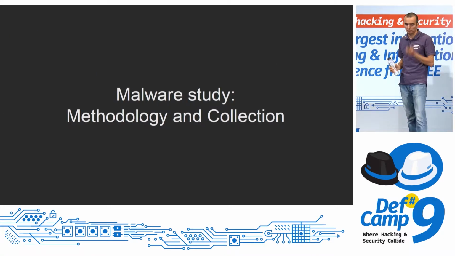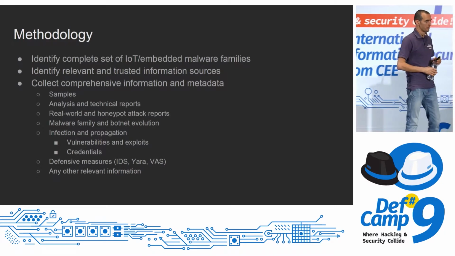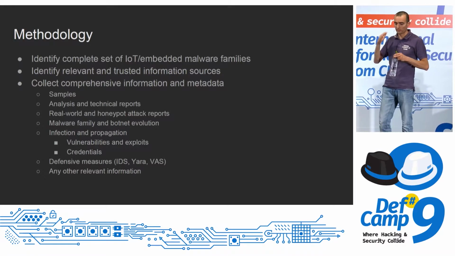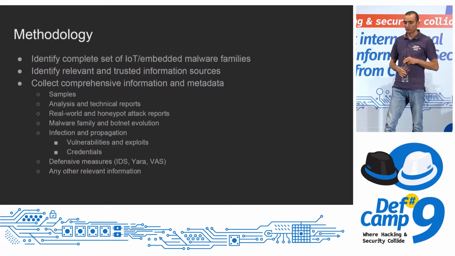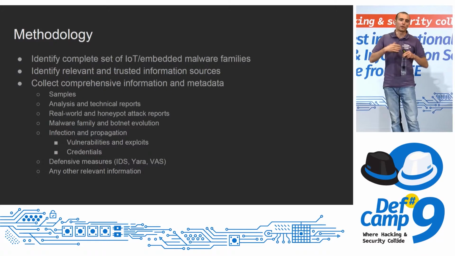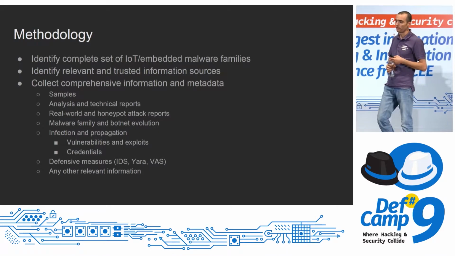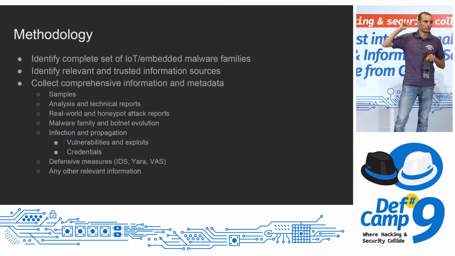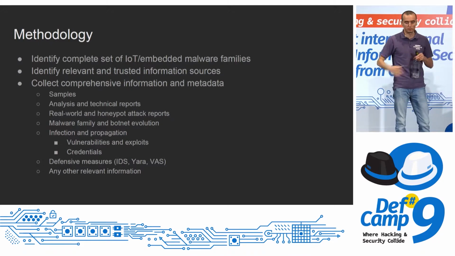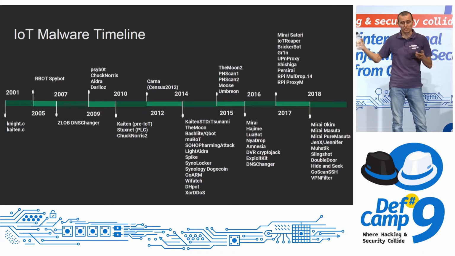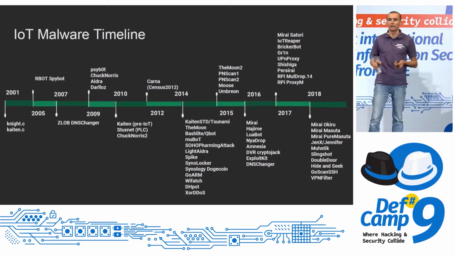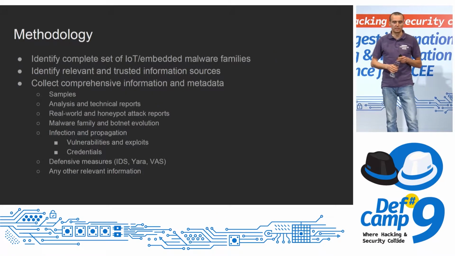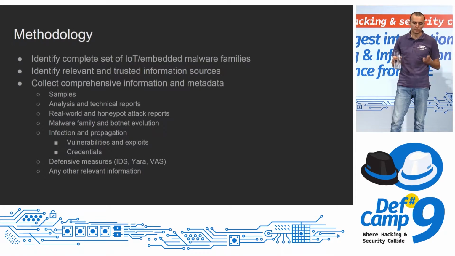So for the malware study, we are doing academic research, so we have some methodologies we want to follow, at least a systematic way of approaching it, so that we can get a uniform view regardless of where the report or the malware comes from. Of course, these are obvious things, but we needed to identify a complete set of IoT embedded malware families, so we did it. It's growing, so maybe in a couple of years it will not be as easy to bootstrap this kind of research again, but at this point it's pretty easy to make the complete family tree.